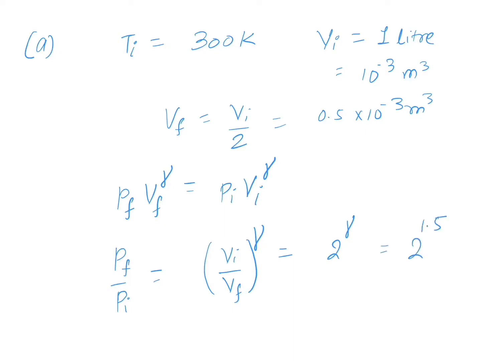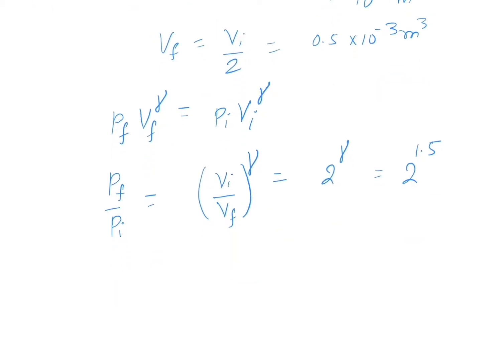Okay. So this is equal to 2 into 2 power 0.5, or this is 2 root 2. Okay. This is your answer, but you could simplify further if you want to. 2 times root 2 is 1.4. So this is 2.8. That's your answer for part A.